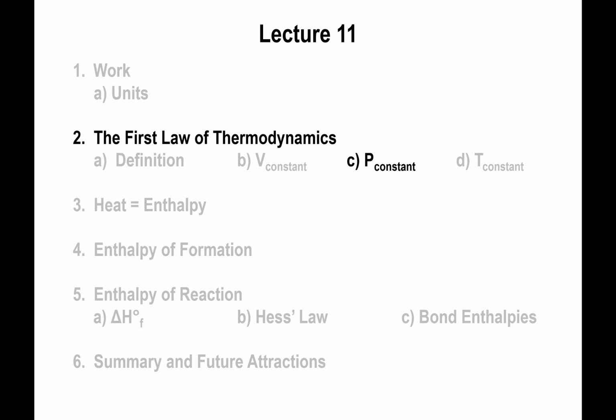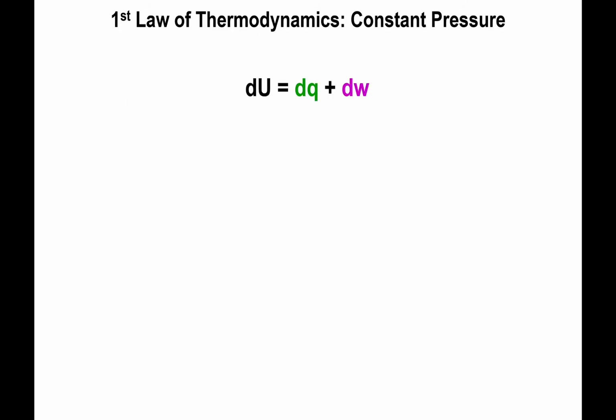Alright, so let's examine the first law of thermodynamics at constant pressure. Once again, we start with the first law, dU equals dQ plus dW. And at constant pressure, there's a few things that we need to consider. This is probably the more convoluted out of all the cases.